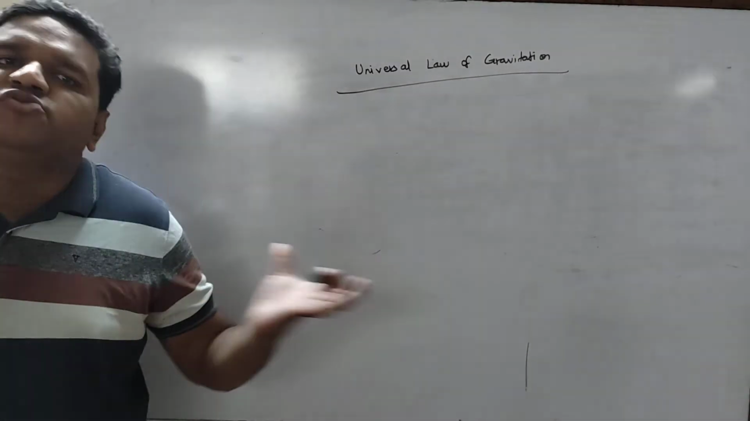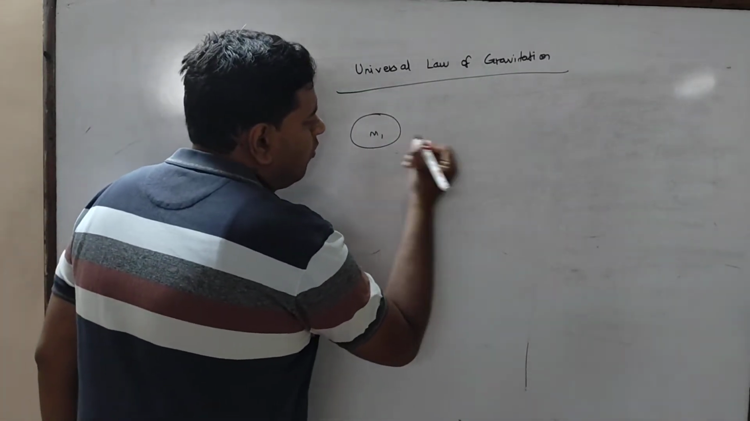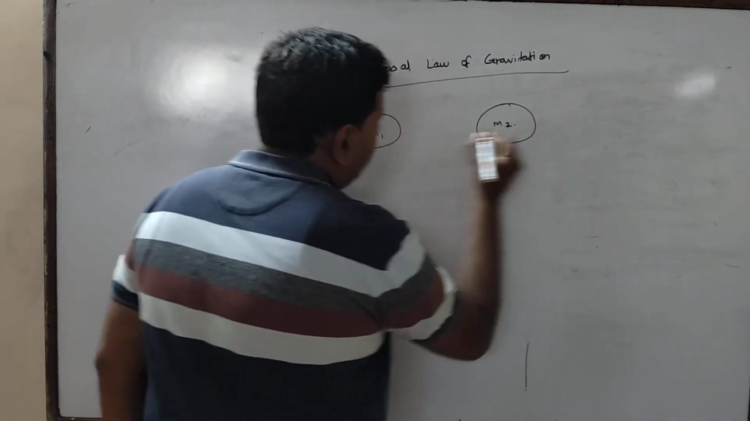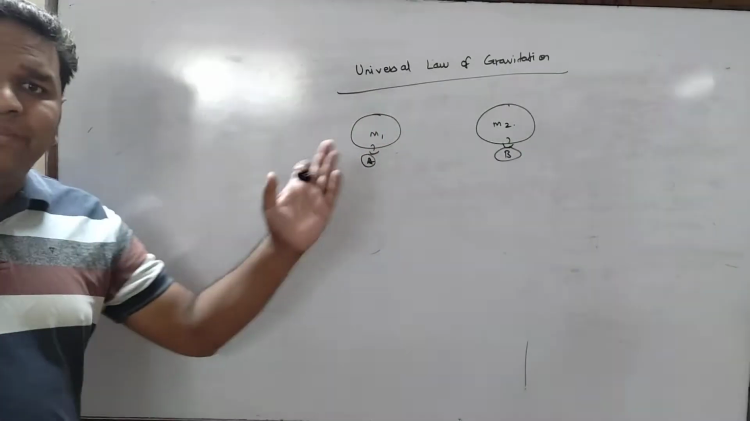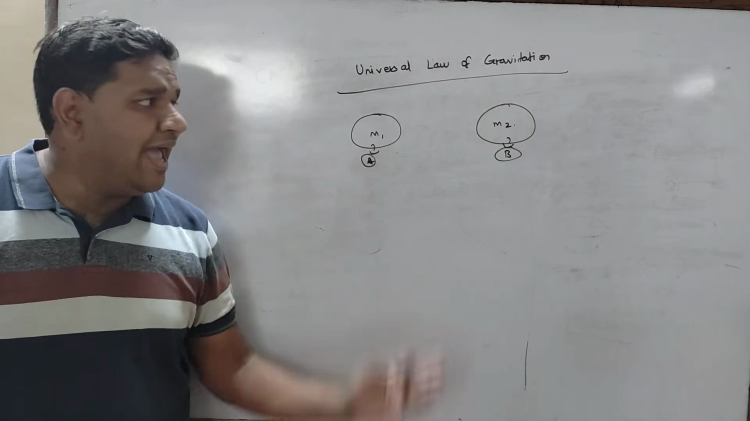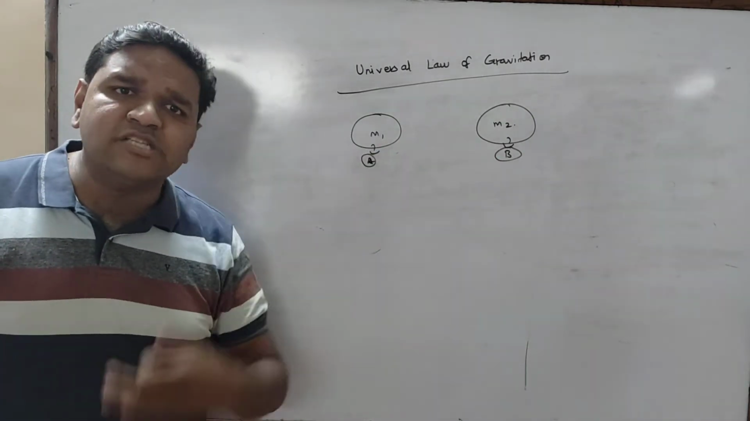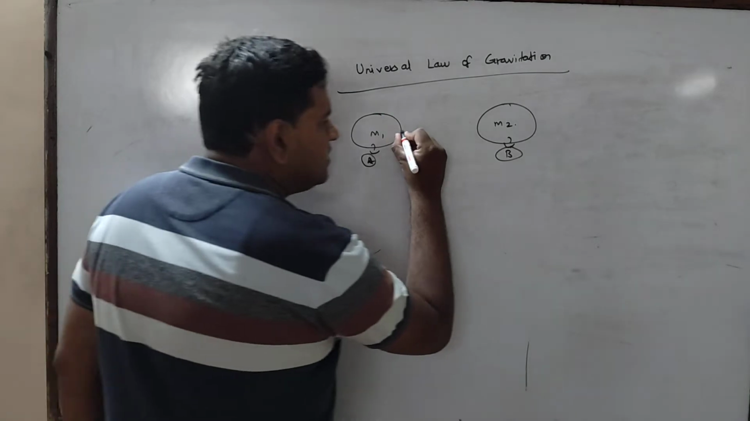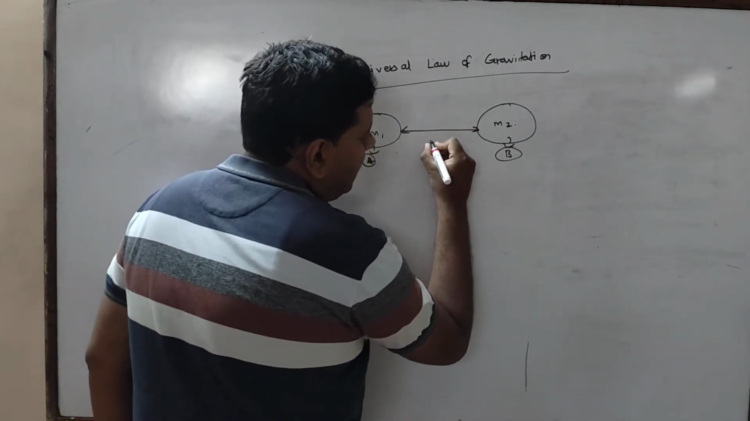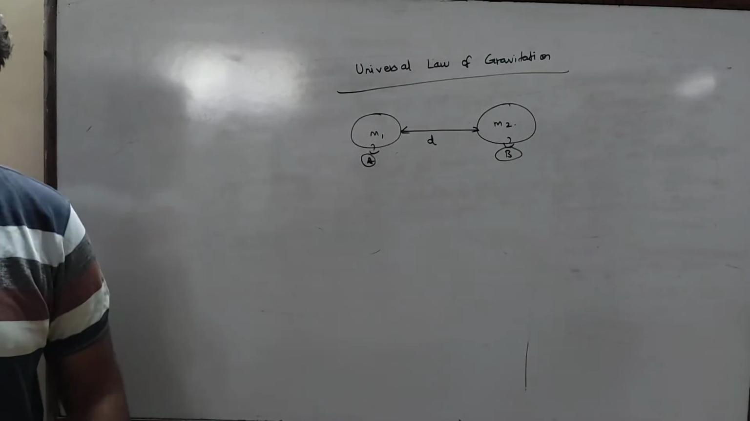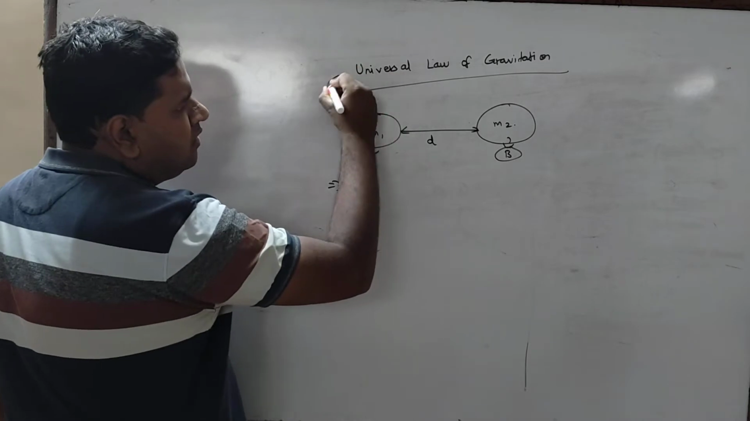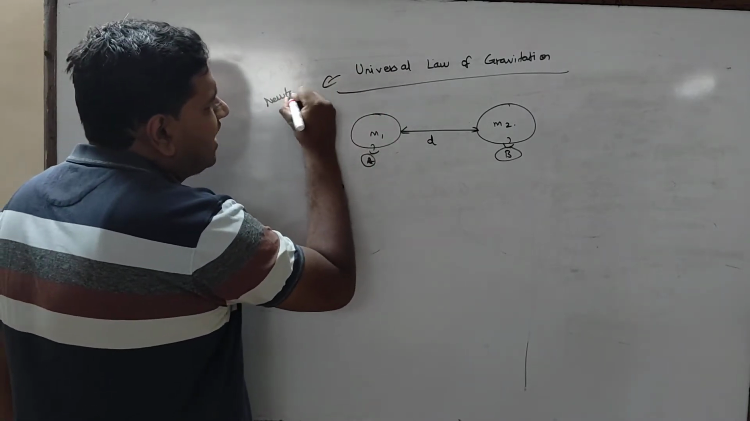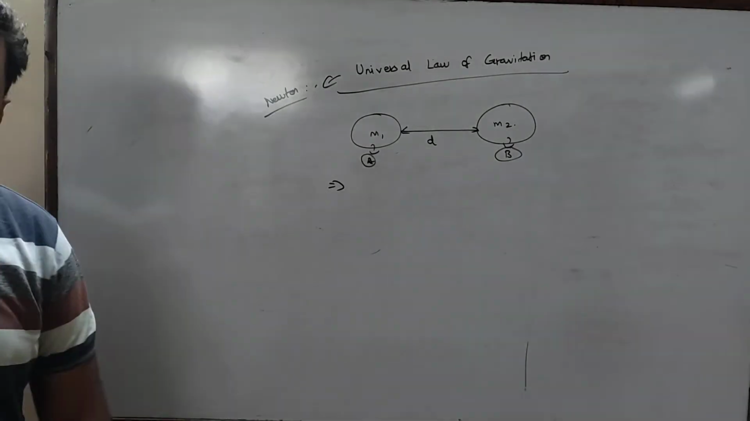So if there are any two objects on, say, the earth, say this is our object A, this is our object B, with M1 being the mass of object A and M2 being the mass of object B. And let's say these two objects are kept at a distance of D. This universal law of gravitation was discovered by the great Sir Isaac Newton.